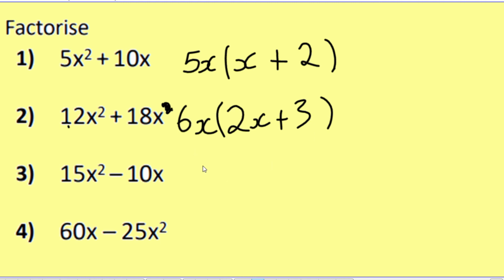Okay, our next one, 15 and 10. The common factor is 5. That's the largest number. And the common letter is just x.